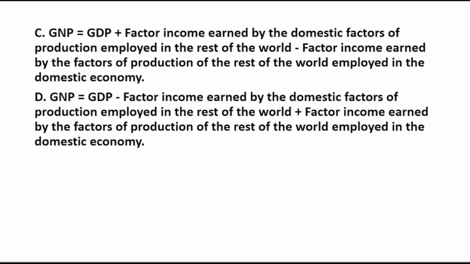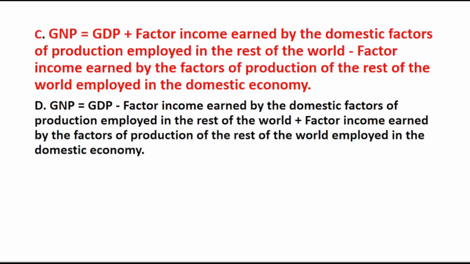So the right answer of this will be option C, that is gross national product is equal to gross domestic product plus factor income earned by the domestic factors of production employed in the rest of the world minus factor income earned by the factors of production of the rest of the world employed in the domestic economy. So option C is the right answer. And this question was asked in the year 2022, right?